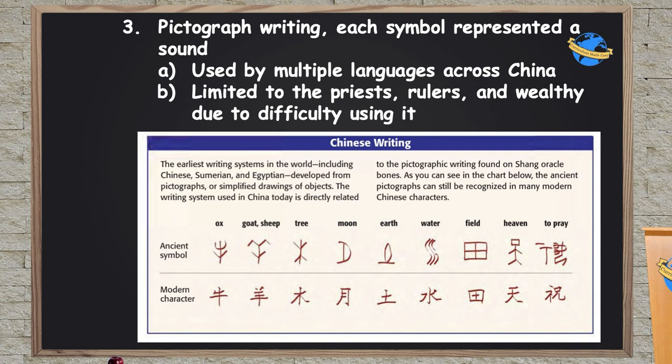There's a lot of them you have to know, thousands of them, and because it's so difficult to use, it really is only the wealthy, the rulers, the priests who have access to this. However, because it's not linked to a specific language, just sounds, it means people who speak different languages can use the same writing system to represent those sounds, allowing communication between these different language groups. And this is one of the things that helps to unify China.